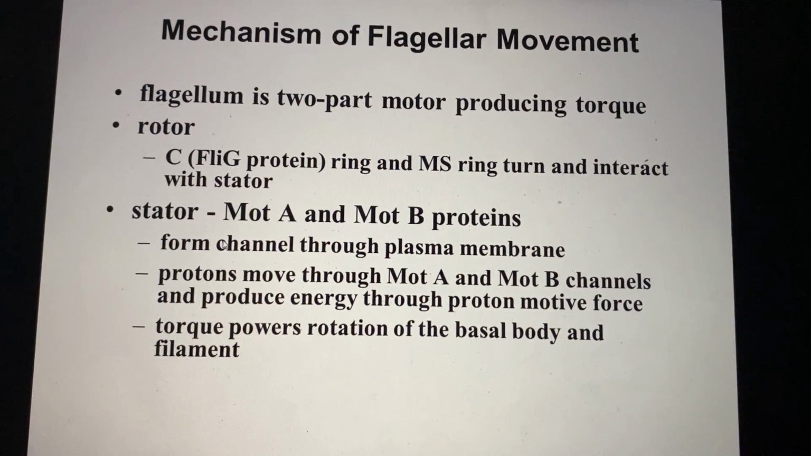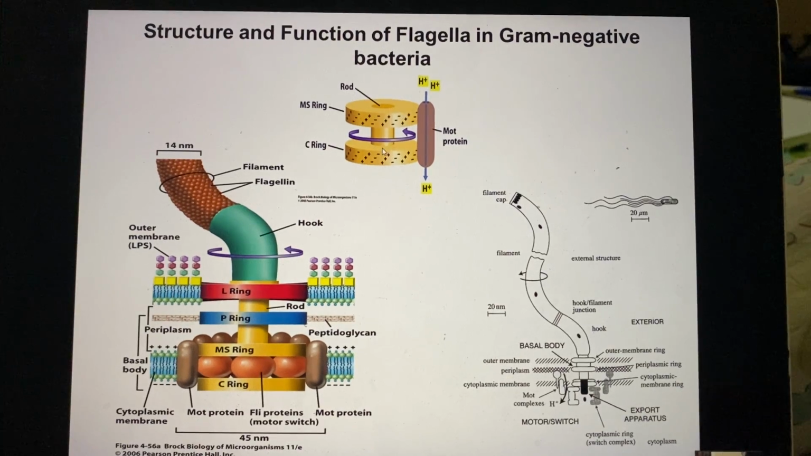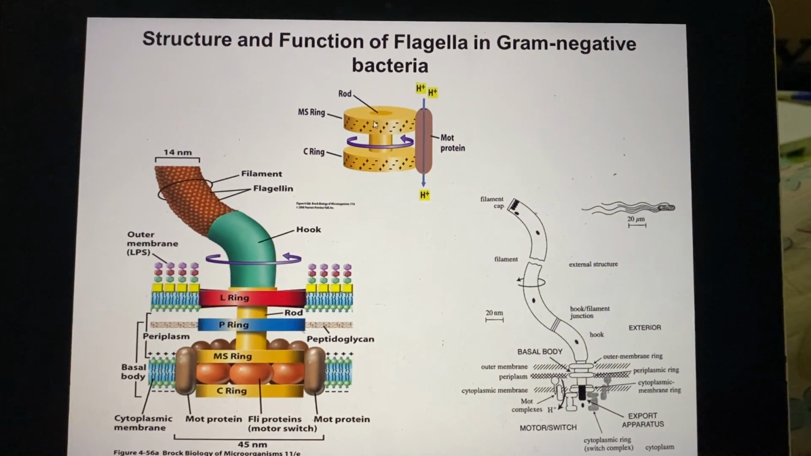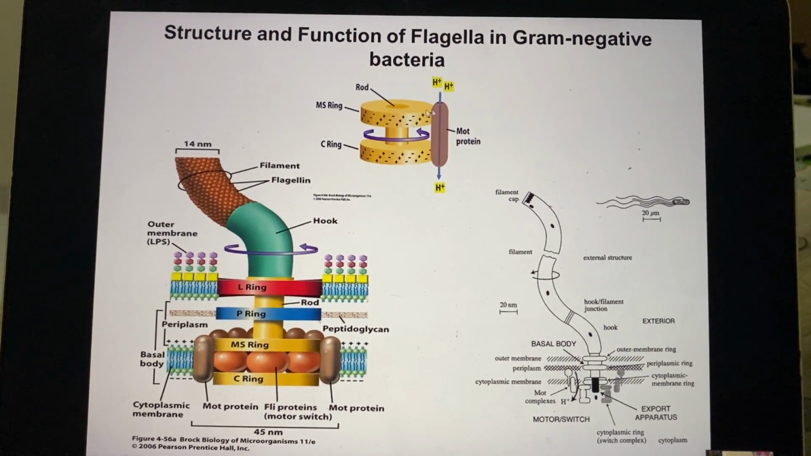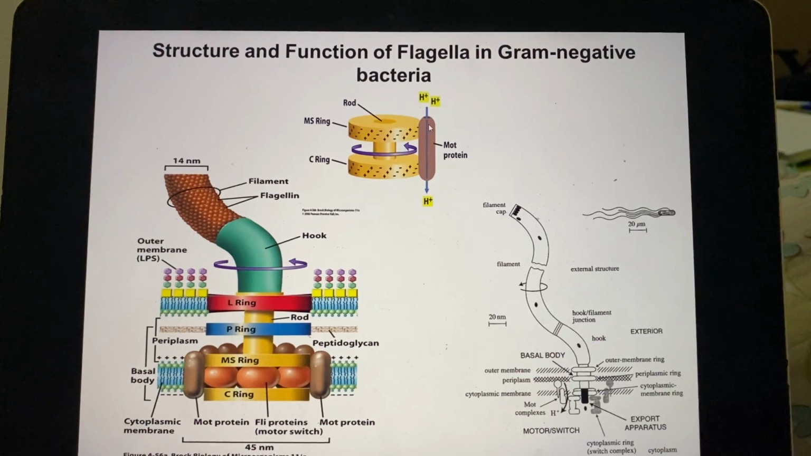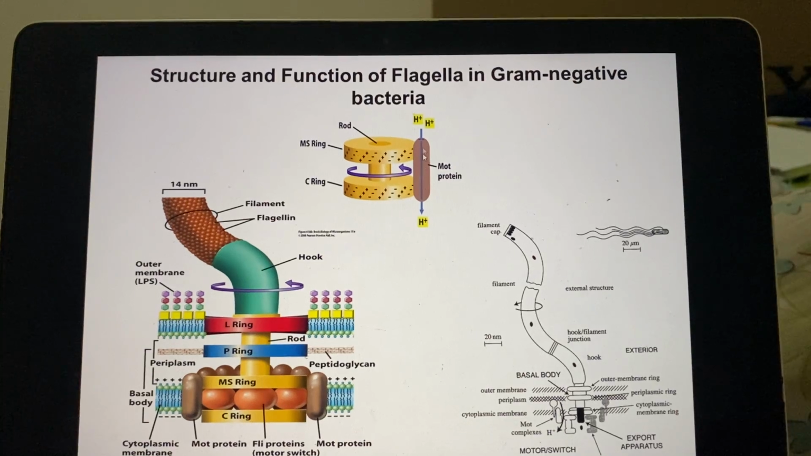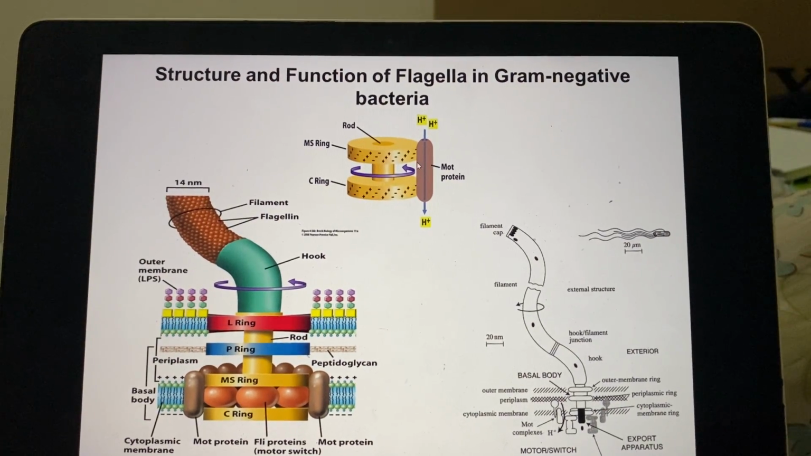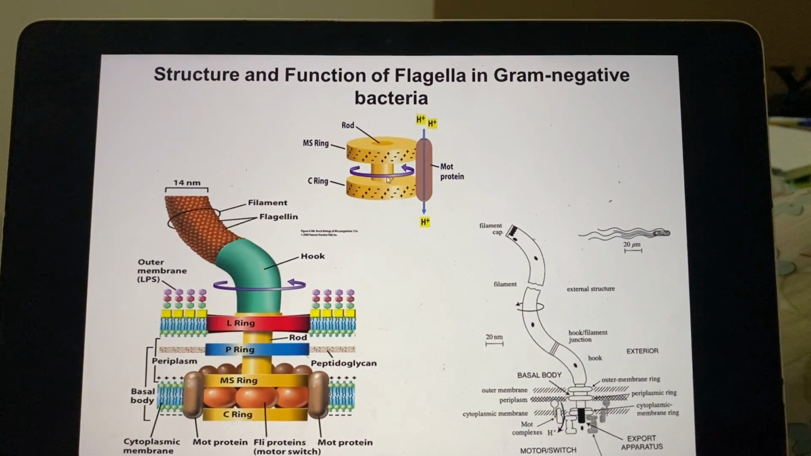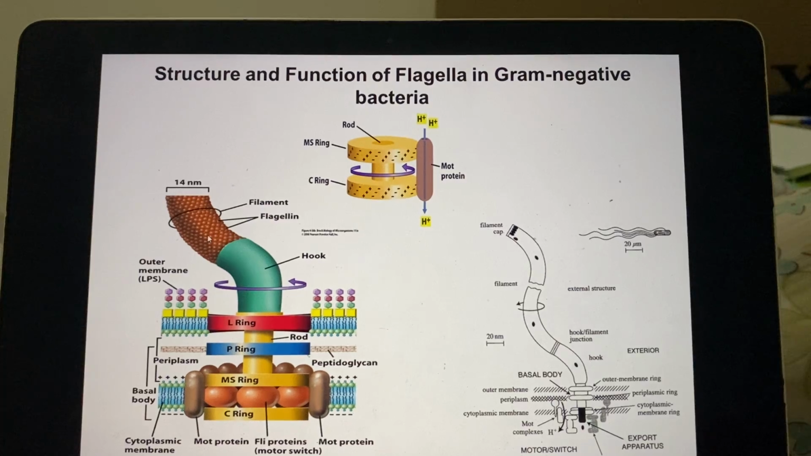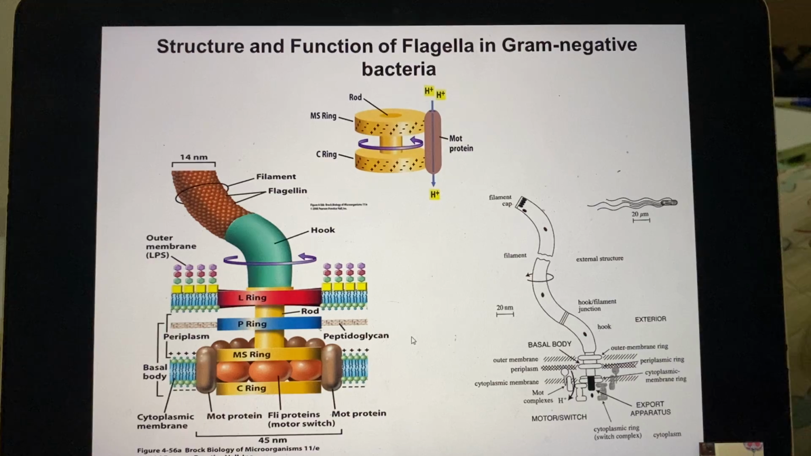And here is the model that you will see, giving you an idea that here is the MS ring and here is your C ring, which are located in the plasma membrane of both gram-positive and gram-negative cells. And the Mot proteins form channels through which the hydrogen protons, driven by the proton motive force, will be transported. This movement of the protons will allow these rings to turn. And as the rings turn, your filament will also rotate. So I'm giving it to you in a very simple explanation here.